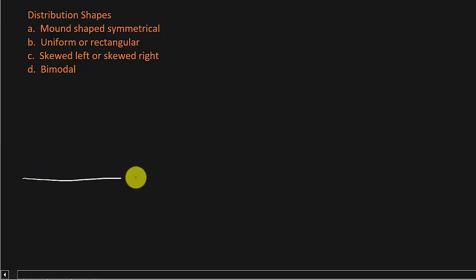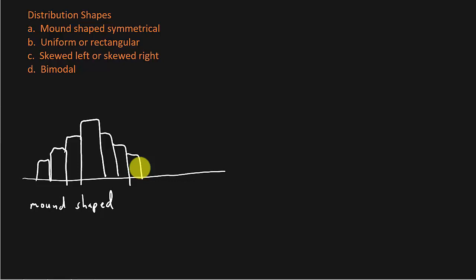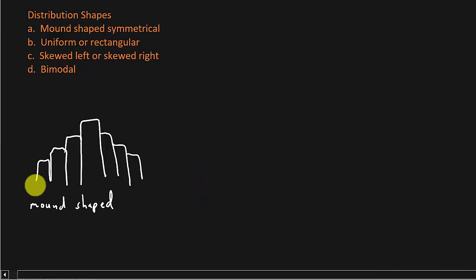So just a quick, I'm not gonna put a lot of time in drawing these, but you would have something like this. That would be your mound shape. Now, is it going to be perfectly symmetrical like that? Well, probably not, but it'll be close. That's your mound shaped.